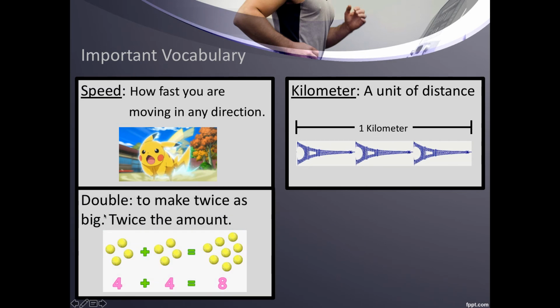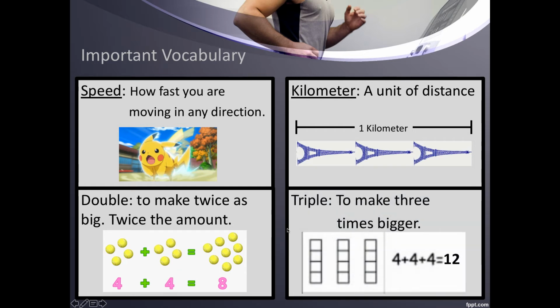The next word we have is double. You might have heard that when we were in school with bridges. Double is to make twice as big or twice the amount. So for example, we have 4 tennis balls plus 4 tennis balls equals 8 tennis balls. So when you have the same number twice, that is doubling.